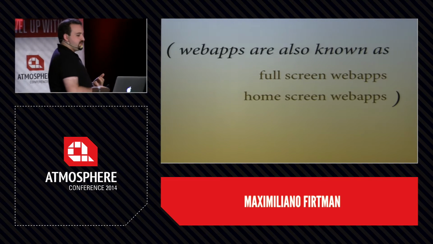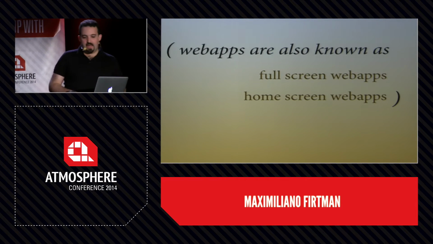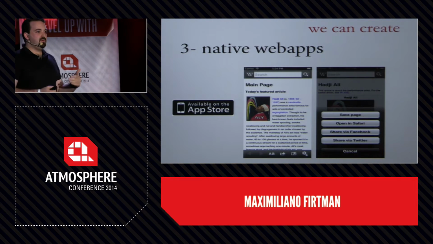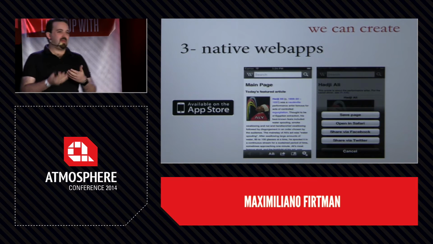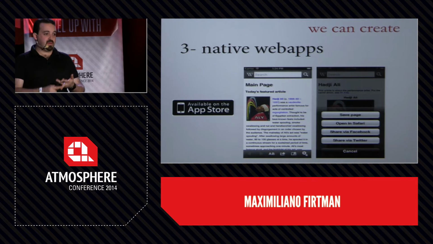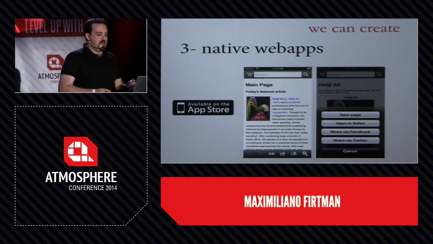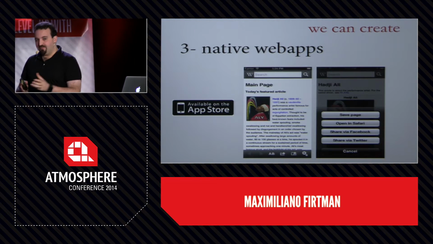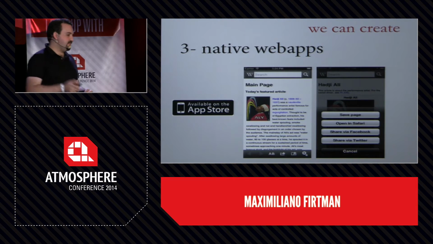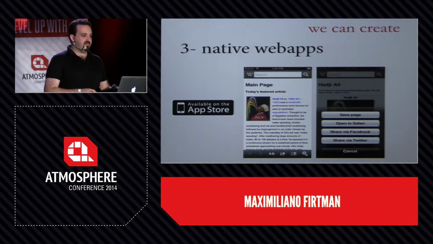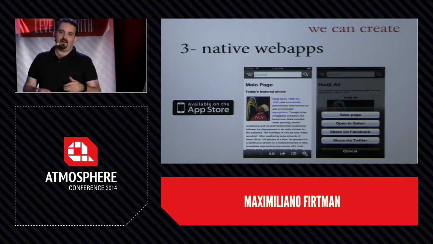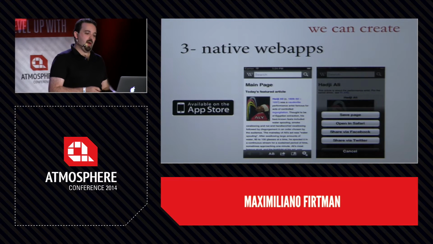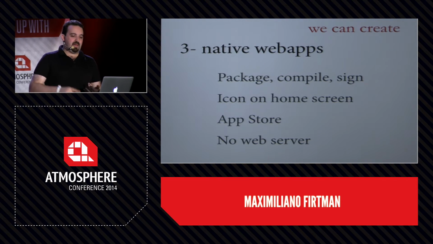Web apps are also known as full screen web apps or home screen web apps. I'm also pretty sure you have heard about native web apps. So a native web app is also the idea of using HTML5, or when I'm saying HTML5, I'm talking about HTML, CSS, and JavaScript. And a native web app means that we are going to package that HTML content into a native app. So for example, the Wikipedia app, the Basecamp app, there are a couple of examples of good apps that are written in HTML. Also, there are a couple of examples of very bad apps in terms of performance and UI. So in this case, we are packaging, compiling, and signing the app.